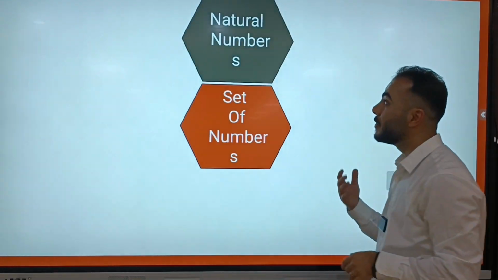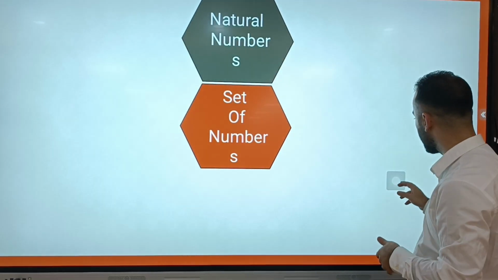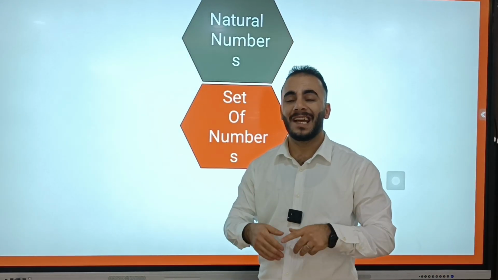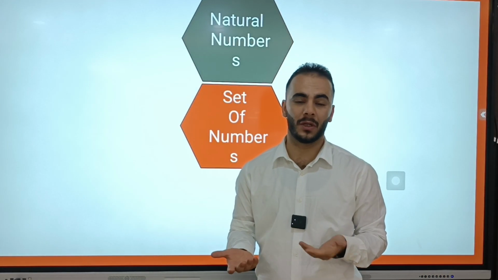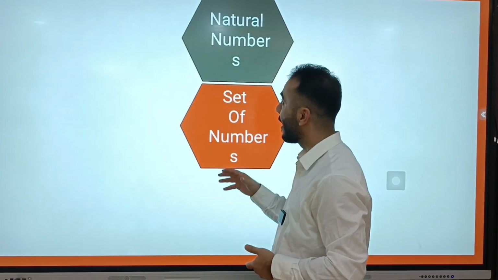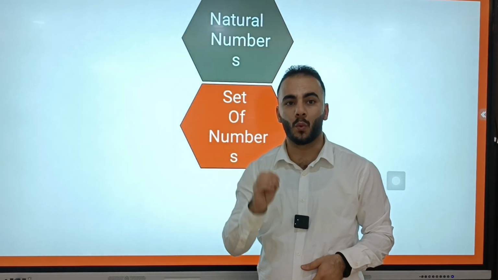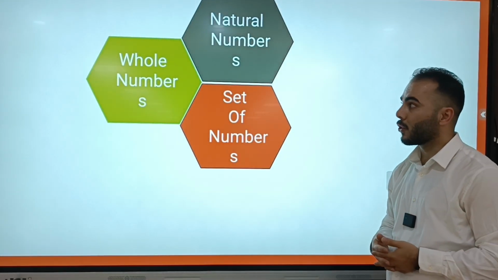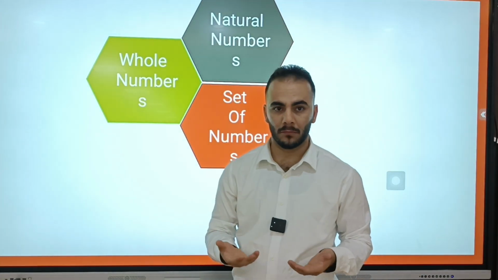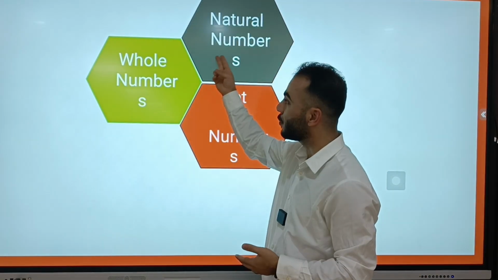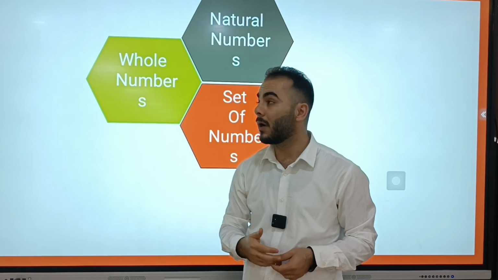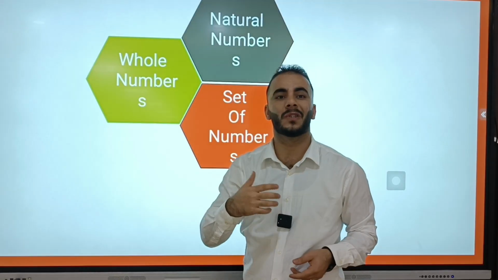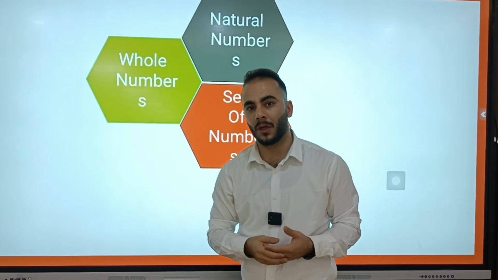The first one is natural numbers. Natural numbers start from 1, 2, 3, 4, 5. In another term, we can call them counting numbers. According to our book, natural numbers start from 1. And then the second set that we have is whole numbers. Whole numbers basically start from 0. So the only difference between these two is just number 0. The starting number for natural numbers is 1. The starting number for whole numbers is 0, and then it goes on until positive infinity.